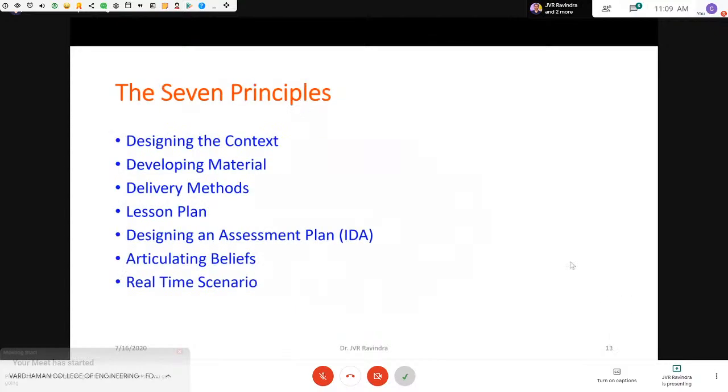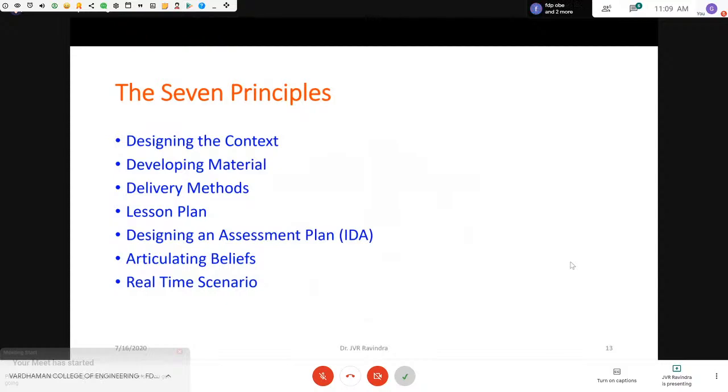Okay. Now, coming back to this, the seven principles of highly effective teachers to deliver the courses. Designing the context, and the second one is developing material. I have given the overview of all these points already, but now I'll go in depth of each and every point.